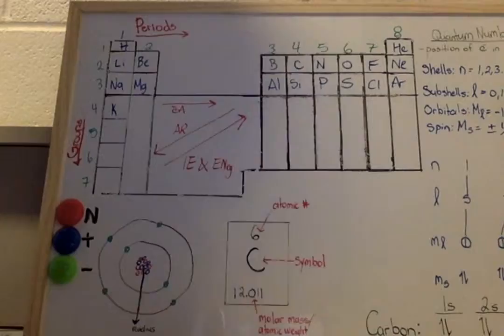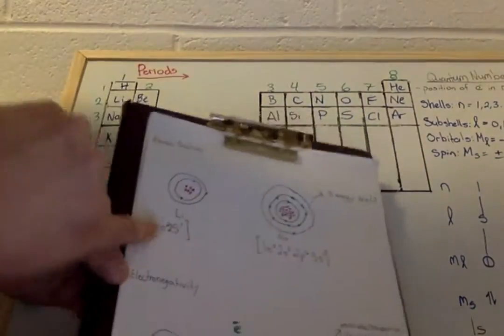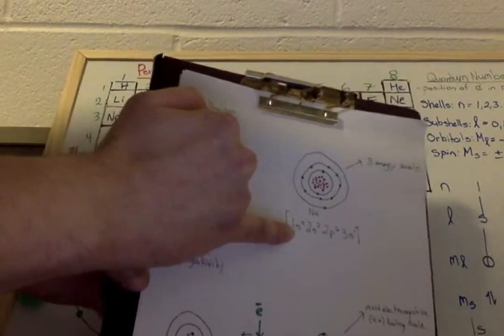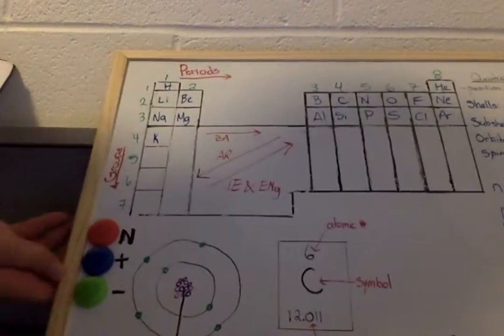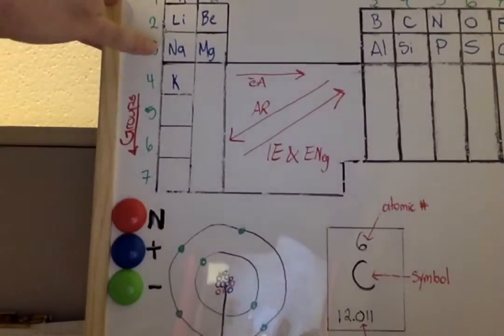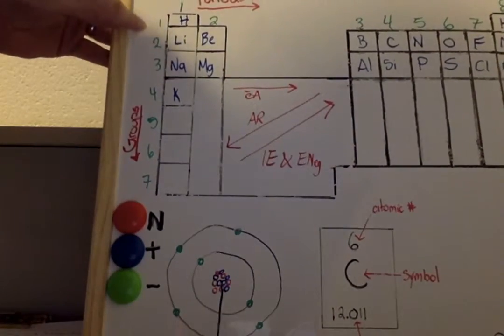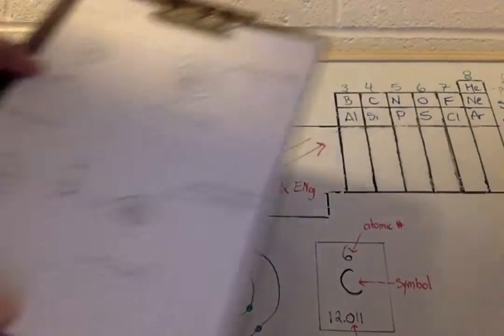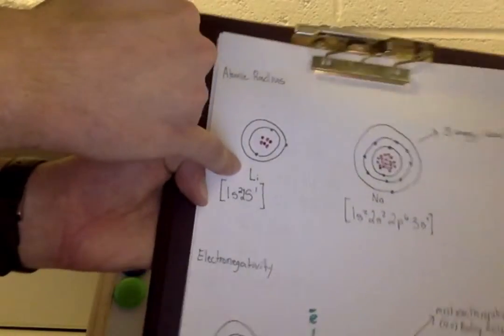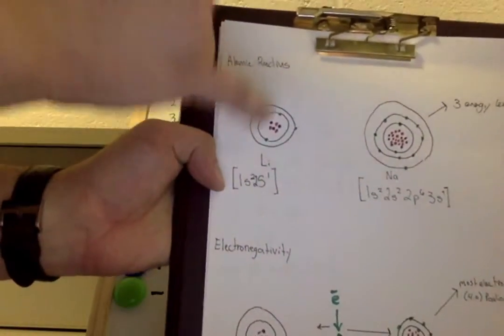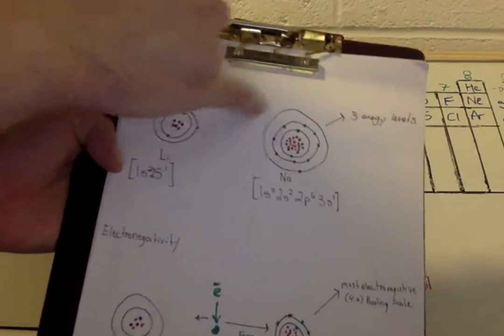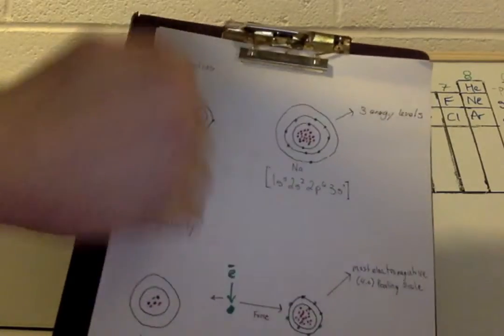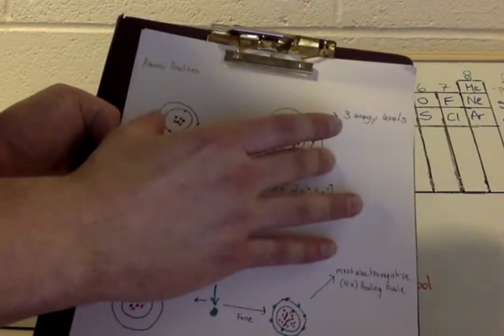So, to understand this, here we have lithium and here we have sodium. Lithium and sodium are both found in the same period, period 1. However, lithium is in group 2, sodium is in group 3. Because of this, lithium only has 2 energy levels. However, sodium has 3. This extra energy level increases its atomic radius.